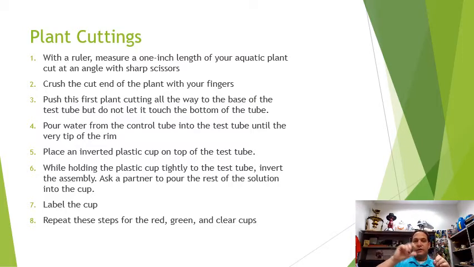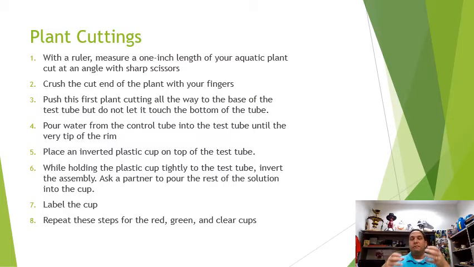Then you take about 1 inch of your cut plant, and you put it into your test tube. Don't push it all the way down to the bottom and crush it against the bottom. You want to push it down, use a pencil or a pen, whatever you need to in order to get it down. And then you want to not have it at the very bottom. It needs to be a little bit higher off the bottom so it's not touching it. And then you can move on. You're going to pour water from your control cup into the test tube until the very, very tip of the rim.